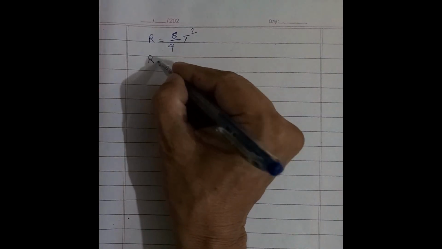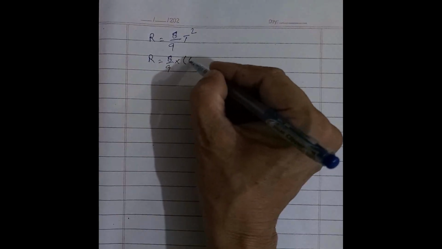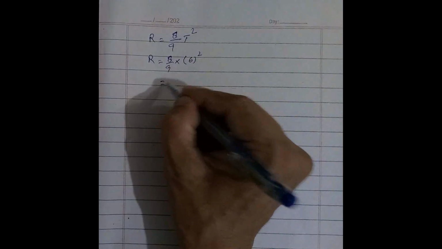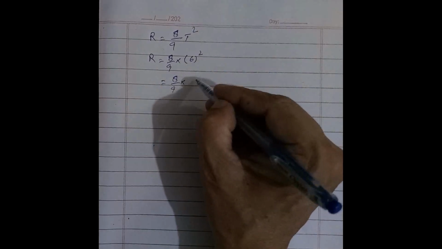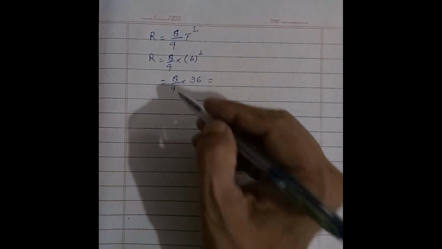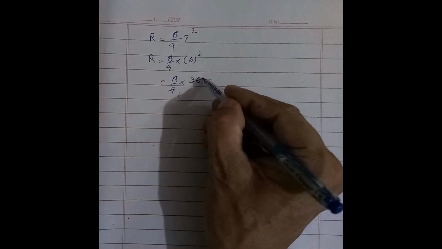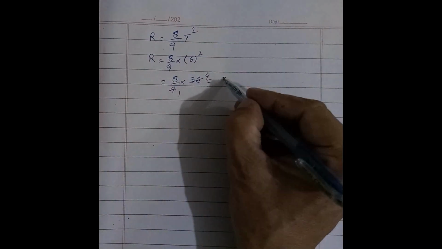And next, find r when t is equal to 6. So we put the value t is equal to 6 in the equation. We find the value of r. r is equal to 8 over 9 multiplied by t is equal to 6 square. So simplify these values. 8 over 9 multiplied by 6 square is equal to 36. Now simplify these values. We get 9 ones are 9, 9 fours are 36, and 8 fours are 32.